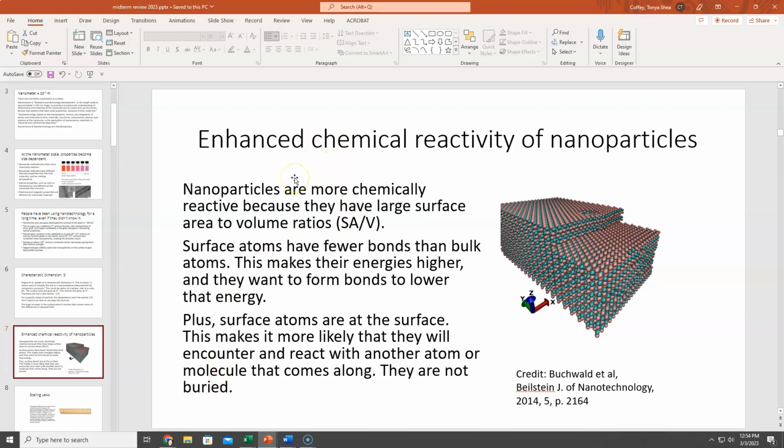The surface atoms actually have fewer bonds than bulk atoms, and that makes their energies higher and makes them want to form bonds more than bulk atoms. Also, since the surface atoms are at the surface, it makes it more likely that they'll encounter other atoms or molecules that come along, because they're not buried. They're not at a buried interface. Both of these ideas contribute to the enhanced chemical reactivity of nanoparticles. And we did a lab on that too.